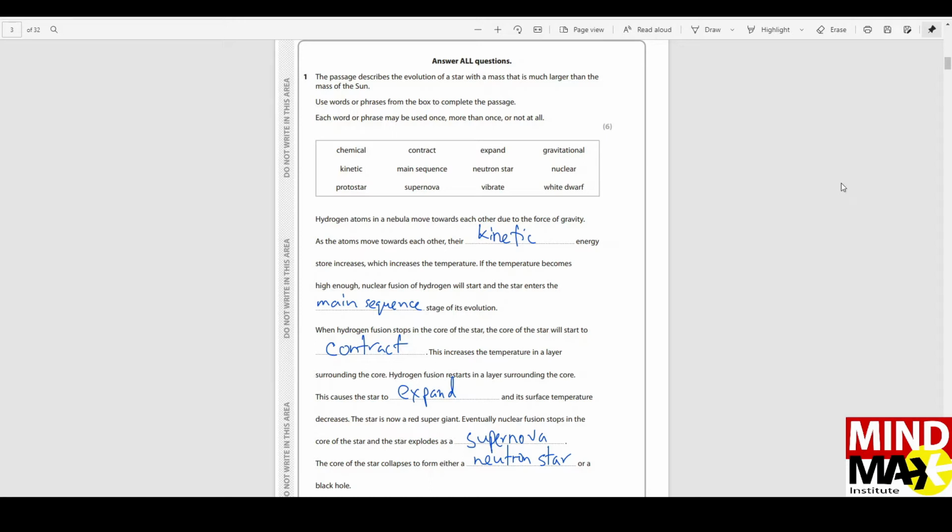This increases the temperature in a layer surrounding the core. Hydrogen fusion restarts in a layer surrounding the core. The star then starts to expand because the fusion reaction started again. That means it's getting heated up again, and if it gets heated up, it starts expanding again.